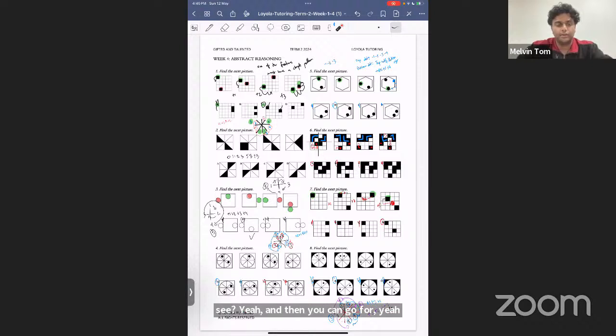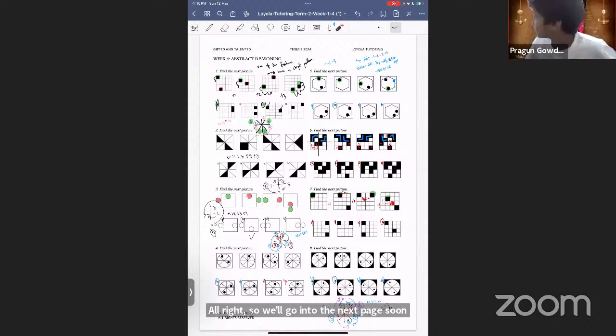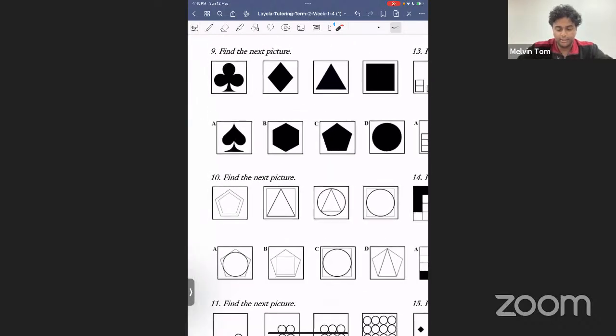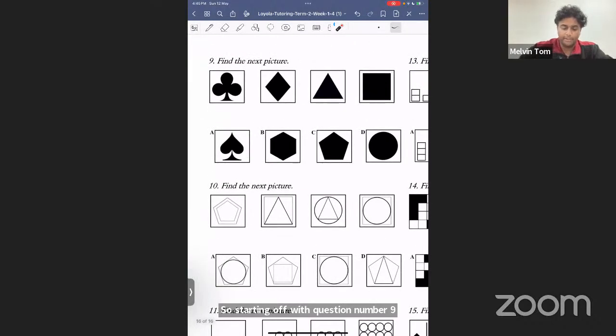All right, so we'll go into the next page soon. All right, next page, question number 9. Now this page is a lot more easier, right? This page is a lot more easier. So starting off with question number 9, we have the pattern.